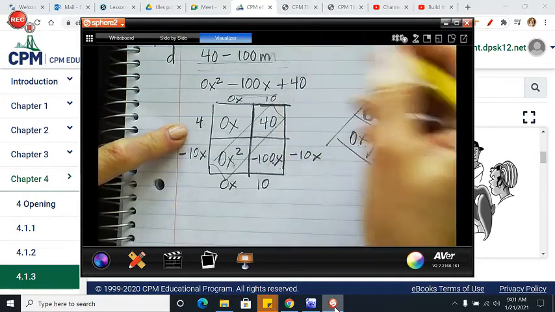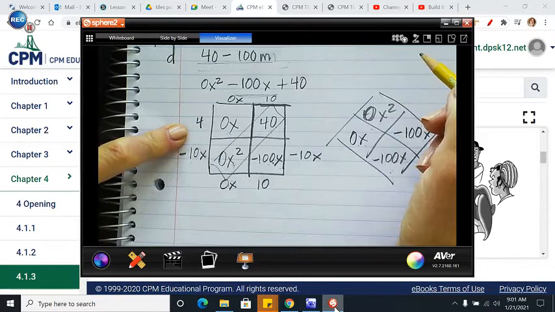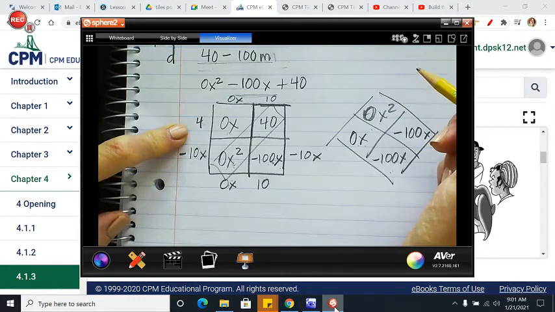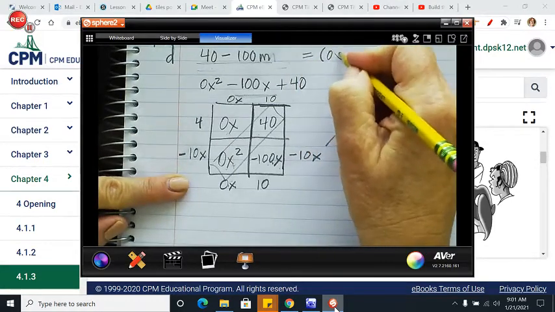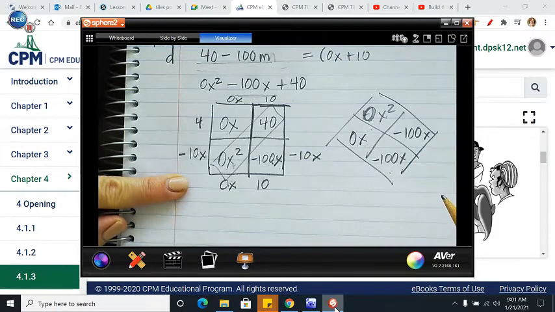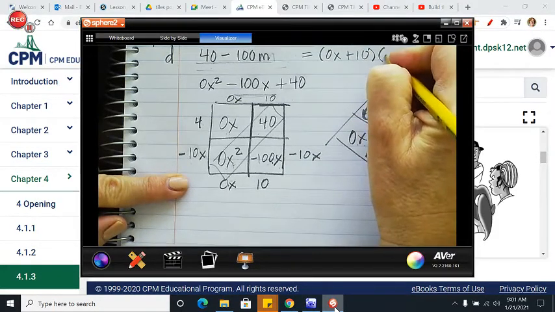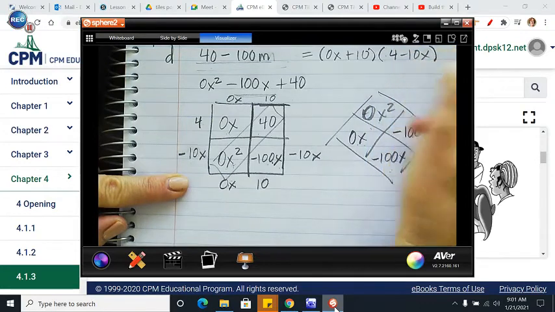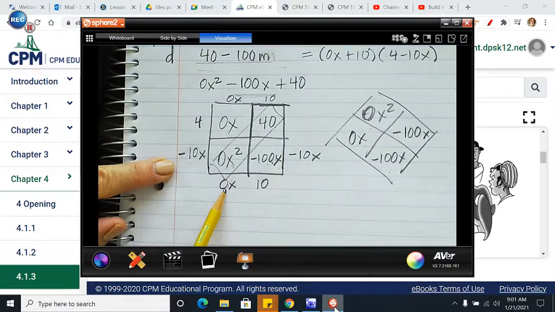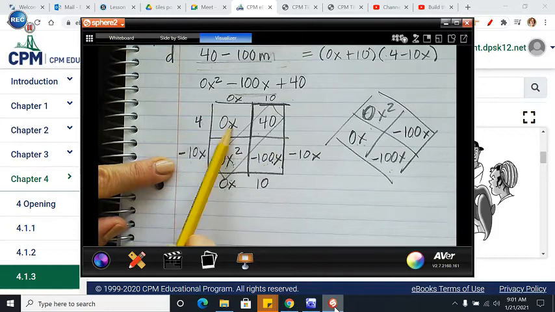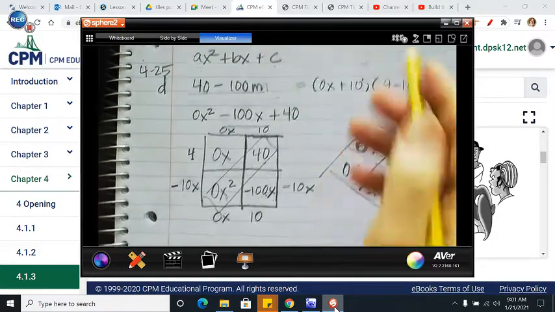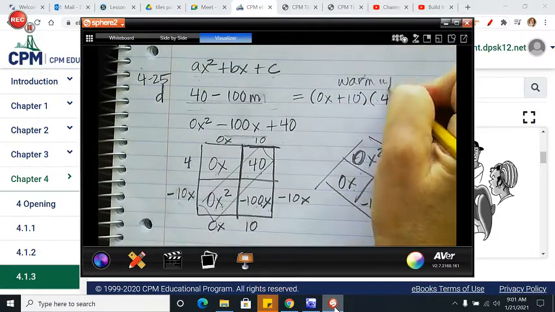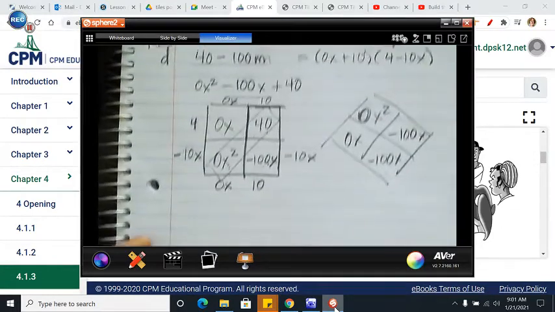So if this one's kind of confusing, don't stress. We wound up doing it, but then I wound up doing an easier example in the lesson. So then this would factor into, for the length and width, 0x plus 10 times 4 minus 10x. And let me just make sure that that works. That's 0x squared. That is negative 100x, 0x, and that's 40. So that one, that's the answer for the warm-up. You can just type that in. And then we moved on to talk about factoring out the common factor.